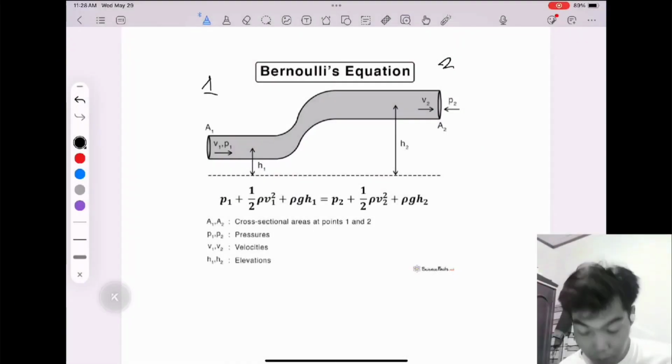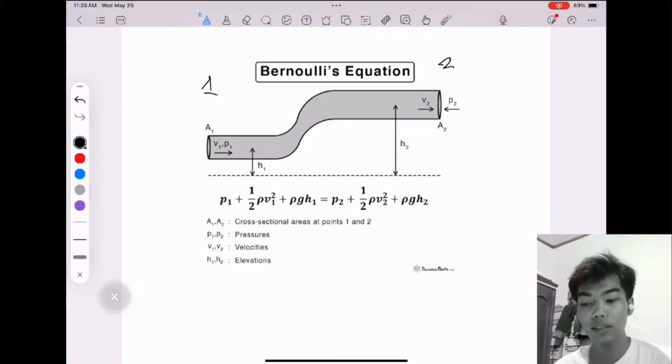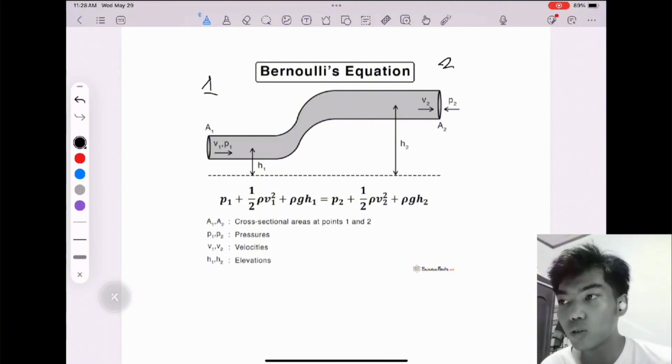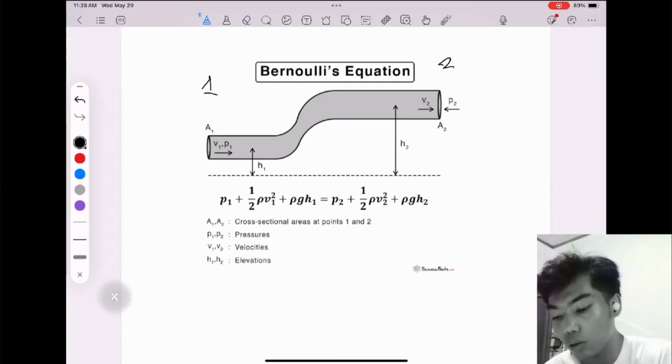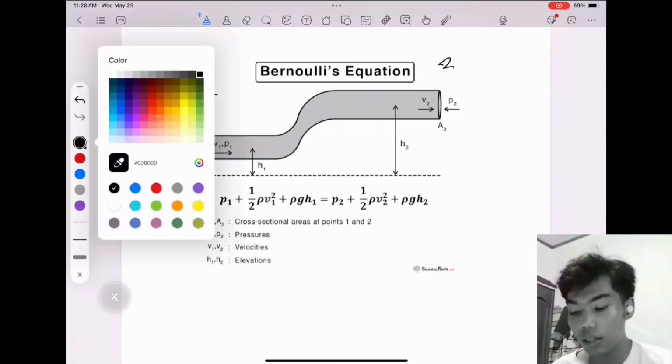Okay, para mas maintindihan pa natin lalo yung mga sinasabi nila kanina sa mga naunang slides, let's try to consider yung pipe whose diameter and elevation change as fluid passes through it, which is itong nakikita nyo sa screen ngayon na diagram. Ngayon, i-prove natin lahat ng ito para mas maintindihan pa natin lalo.